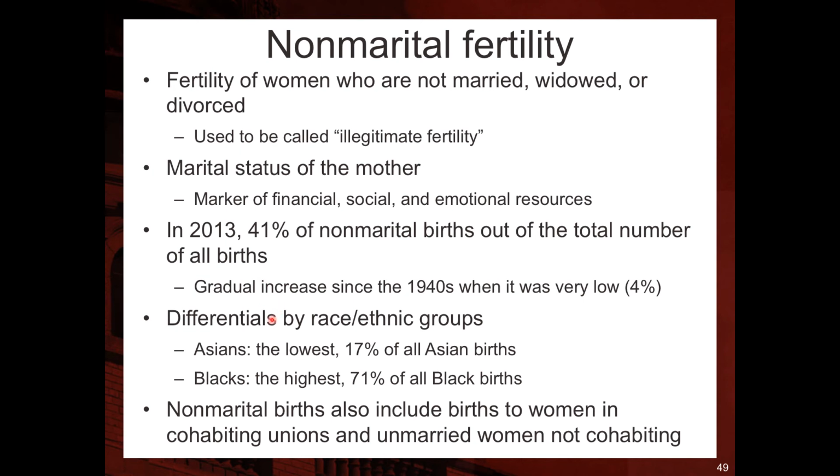And again, we see differentials of non-marital fertility by race ethnicity. Asians have the lowest rates, only 17% of all Asian births are non-marital births. And African Americans experience the highest non-marital births by race ethnicity. And it's also important to highlight that non-marital births include births to women in cohabiting unions and unmarried women not cohabiting.